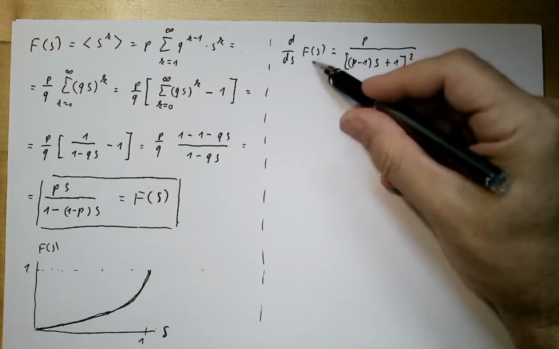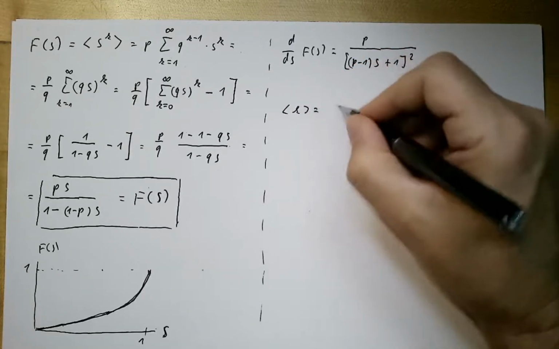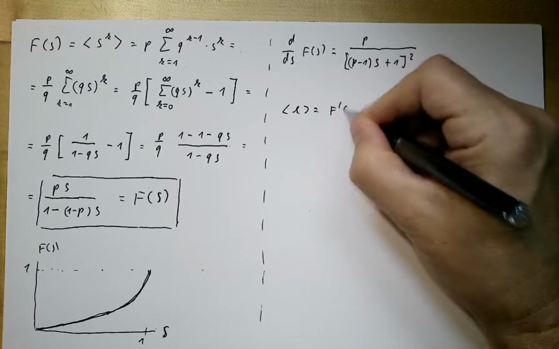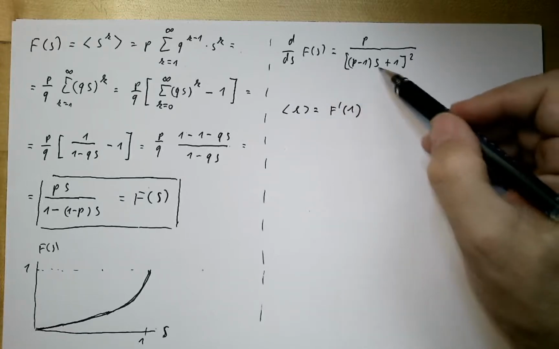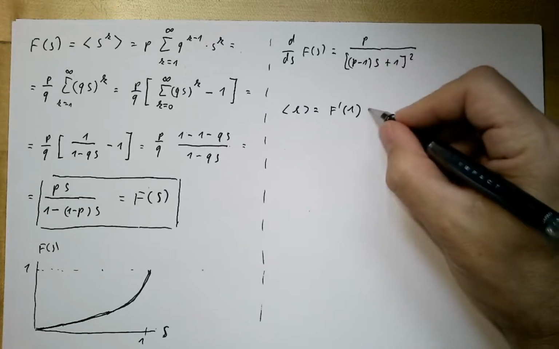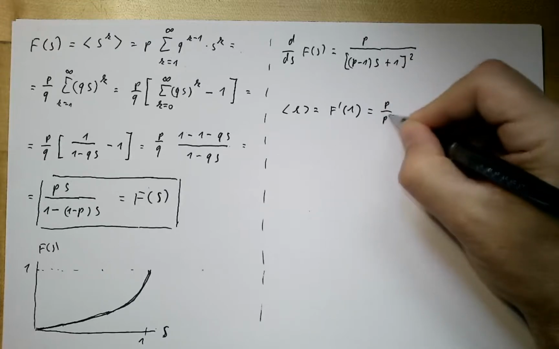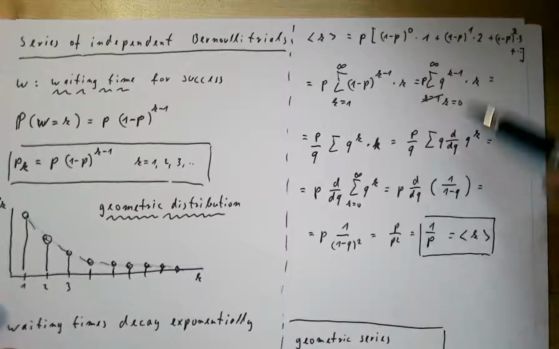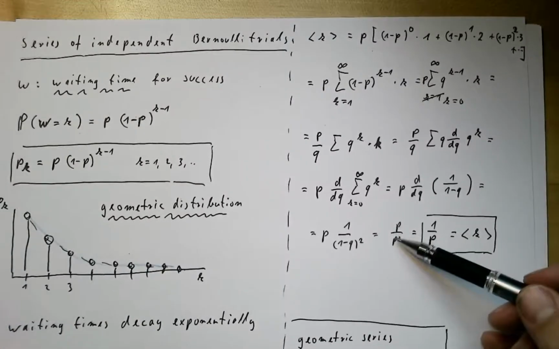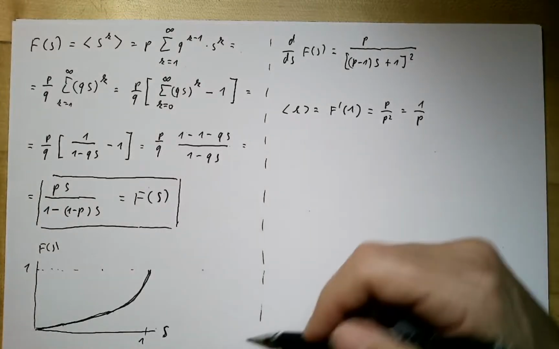Now if we take this derivative at position 1, then the expectation value is just this derivative at position 1. You plug in 1 for s, and you directly see this is p over p squared, which equals 1 over p. And this is the same result we got last video, calculating this by hand. Now you saw the more elegant calculation in terms of the generating function.